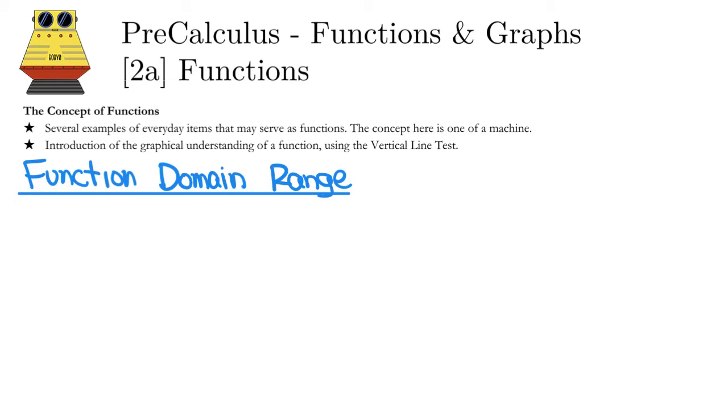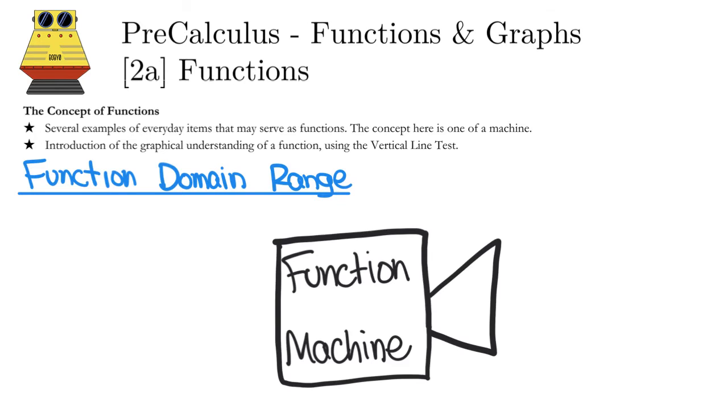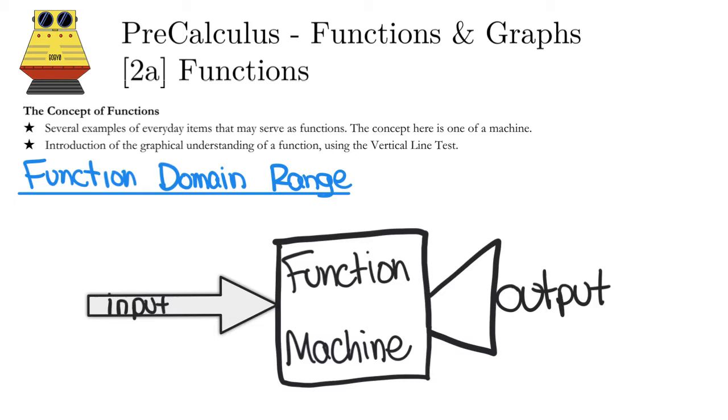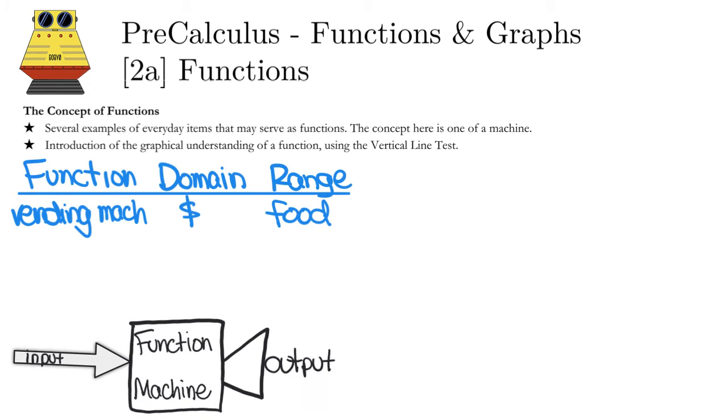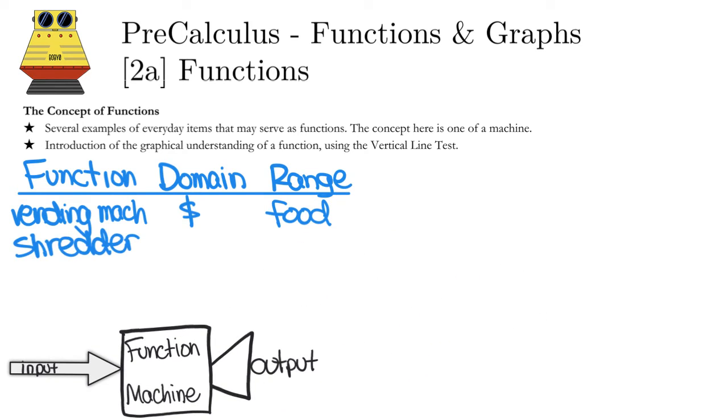You could think of them as machines or situations in which there's an input and an output. So here's a good one, a vending machine. The input is money. You put money into the machine and out comes your snack or food. So can you think of one? How about this one, a paper shredder? You input paper and the output is paper shreddings.